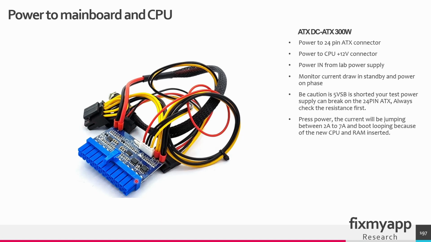When this 24-pin ATX voltage regulator is connected to the lab power supply and you power on the mainboard, the current should be jumping between 2 amps and 7 amps. If you see a steady current, it can indicate a problem on the mainboard. Always remember, before connecting any device on the mainboard, measure if there aren't any shorts on the voltage rails. Otherwise you will destroy this voltage regulator.